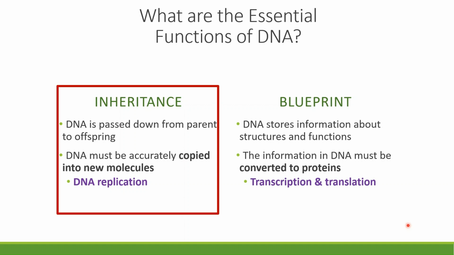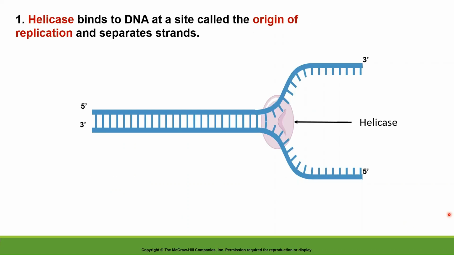Okay, so let's go over how inheritance works first. We'll talk about how DNA is replicated in the next several steps. The protein helicase begins the process of DNA replication by binding to a specific site on DNA called simply the origin of replication. Helicase has the ability to separate the two strands of DNA at the point of the hydrogen bonds between the bases on either side of the strand.